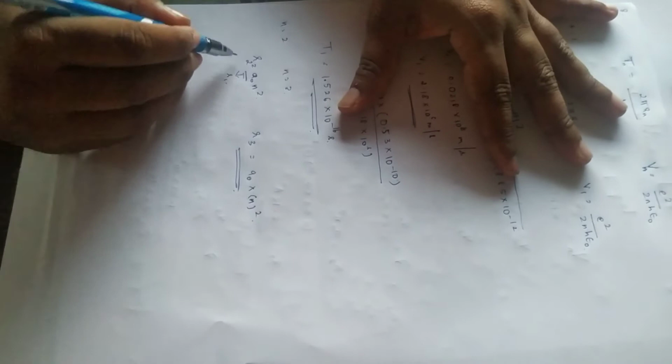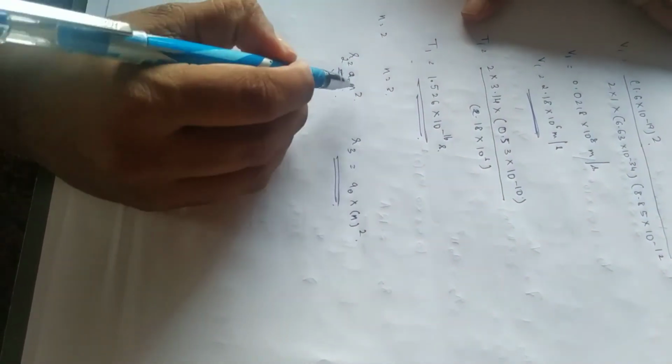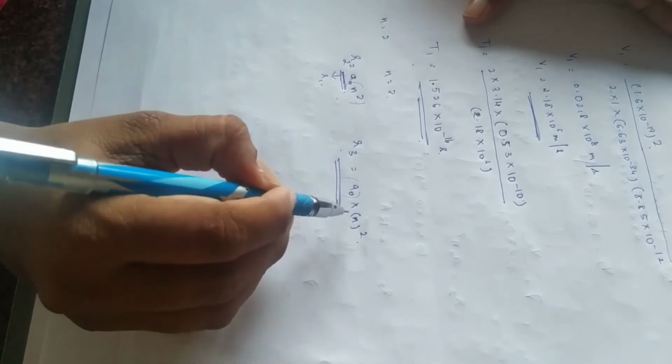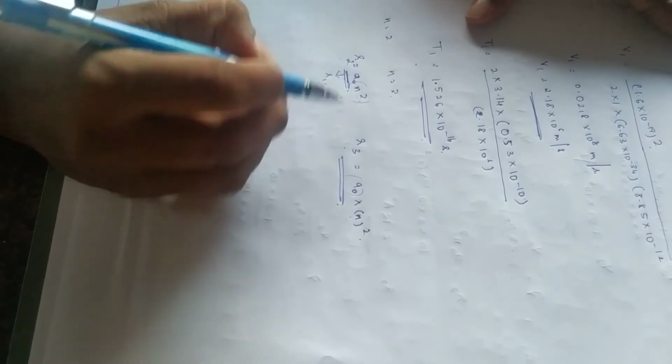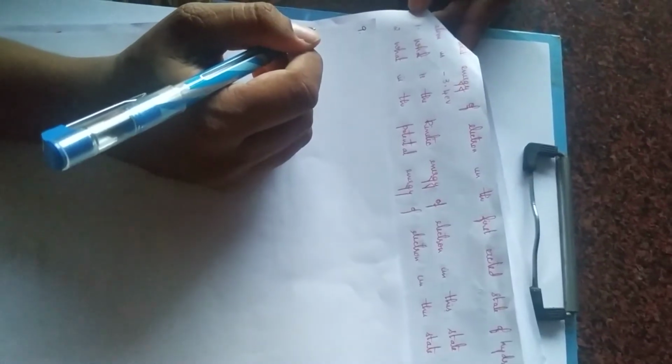So students, you can find R2 as A0 n square. Here only the n values vary, A0 remains the same. For n is equal to 3 it will be 3 square, for n is equal to 2 it will be 2 square. So you will get R2 and R3 in this way for the other two n values.